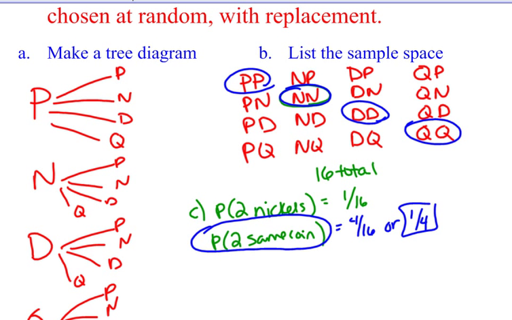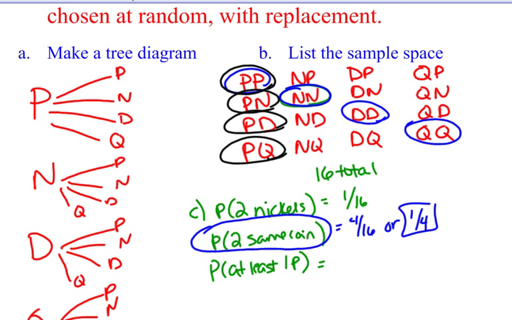And then my last one asks for the probability that at least 1 penny is drawn. So at least 1 penny means I have 1 P in there. This one has 2 pennies, that's why the at least is in there. These are all pennies right here. And then I look for anywhere else that has a P. You'll notice I'm going across this way. So of the 16 choices, I have 7 that have at least 1 penny. If it would have said exactly 1 penny, I wouldn't have included the PP, and it would have been 6 out of 16, or 3/8.